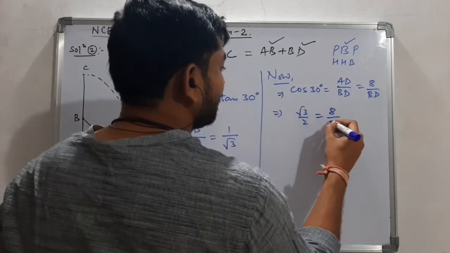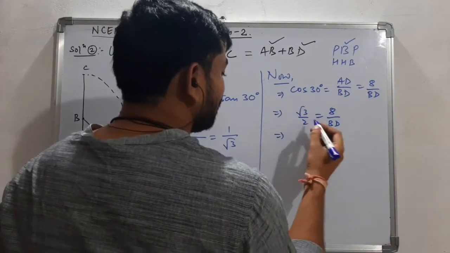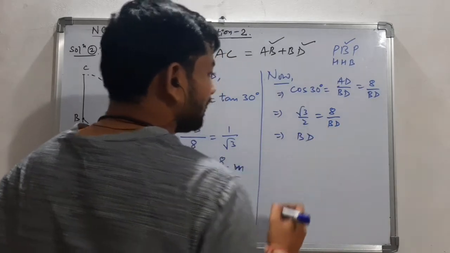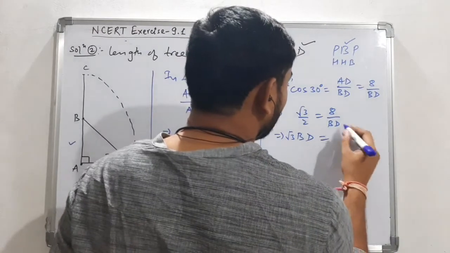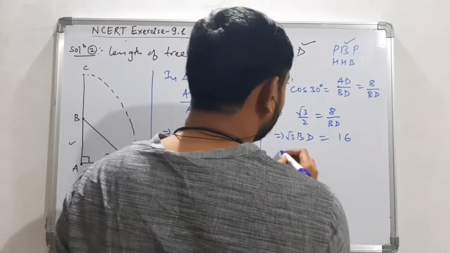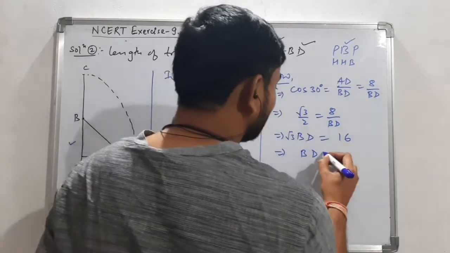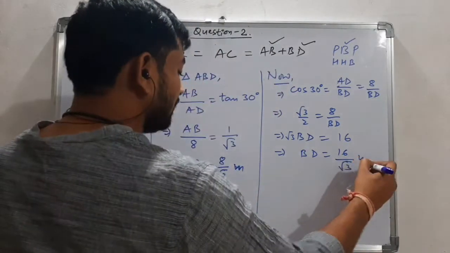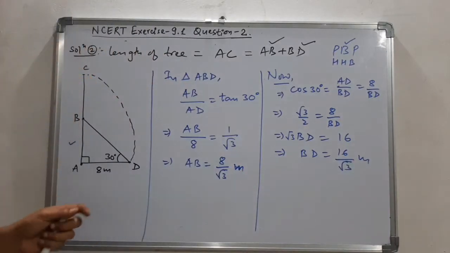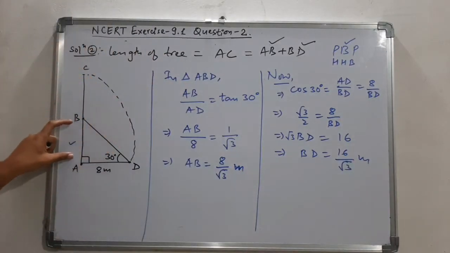This is equal to 8 by BD. So from here, the length of BD, if we cross multiply this, we will be getting root 3 BD is equal to 2 into 8, that is 16, and from here the length BD is coming out to be 16 upon root 3 meter. So this is the length BD and this one is AB.